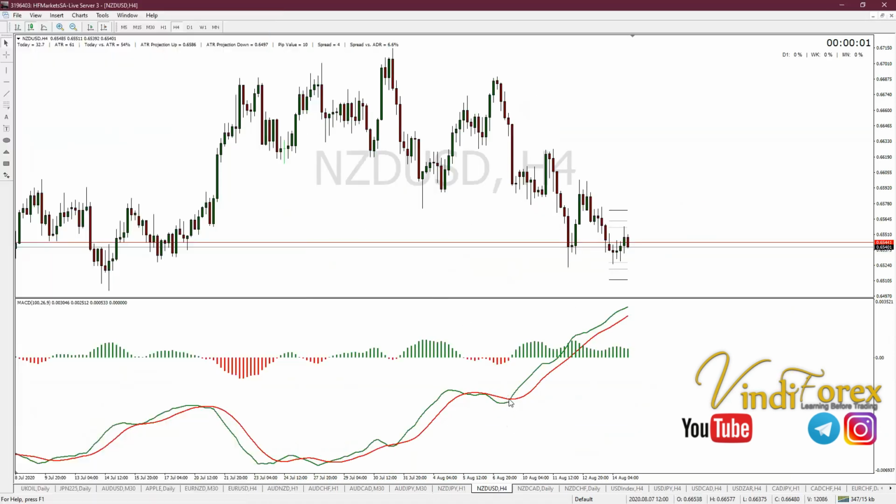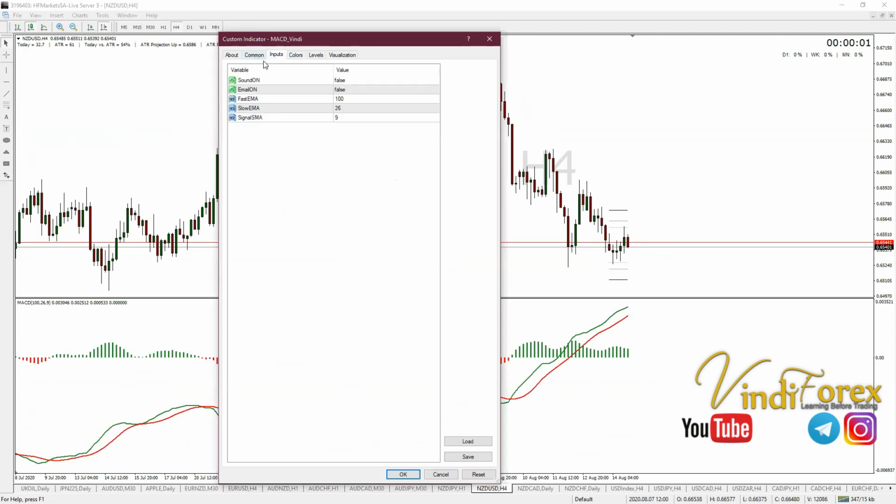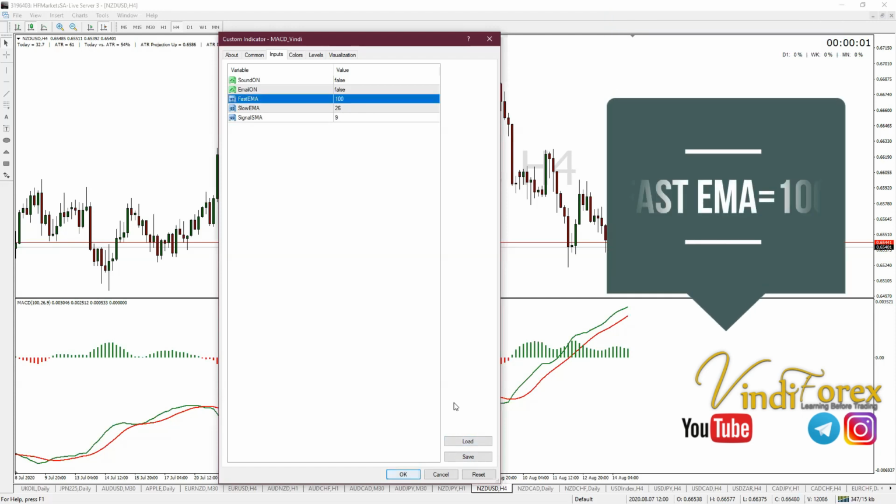Okay, so our settings there, obviously we're going to change our fast EMA to 100. By default this is sitting at 12, 26, 9. We're going to change this fast into 100. That is what we're going to have.